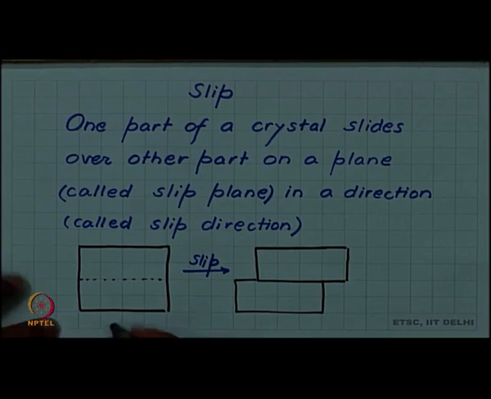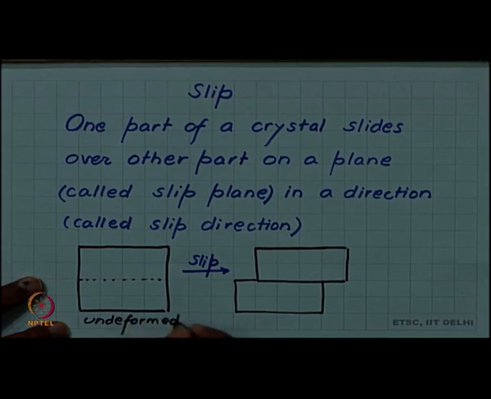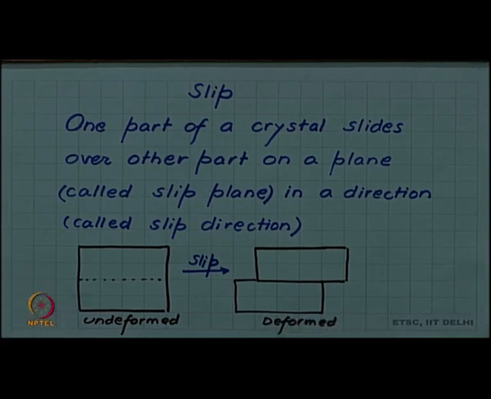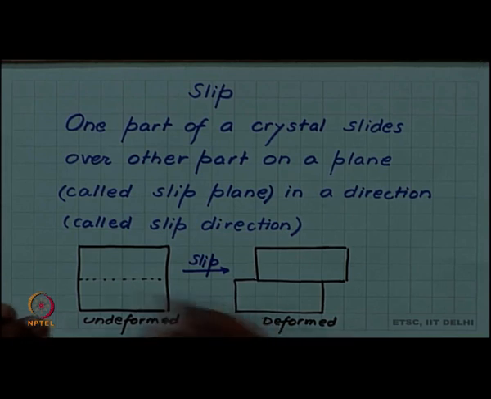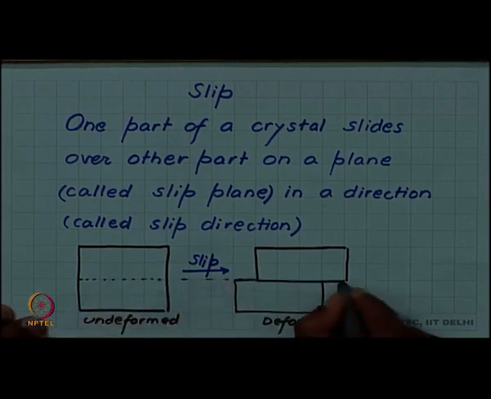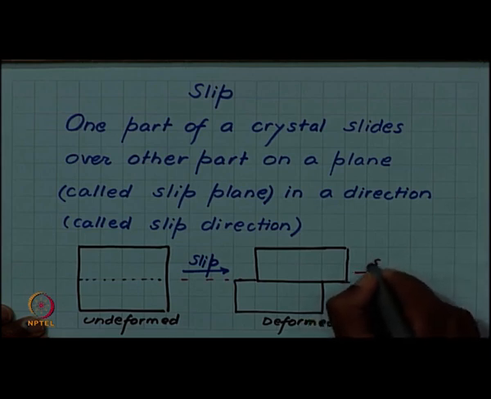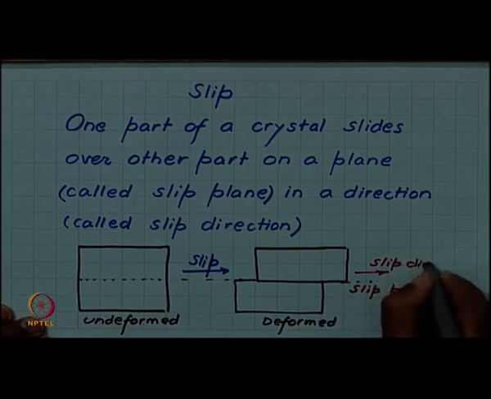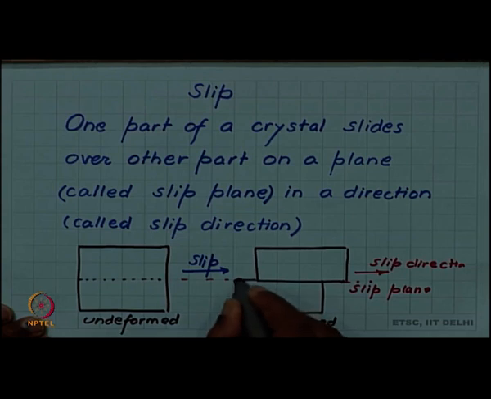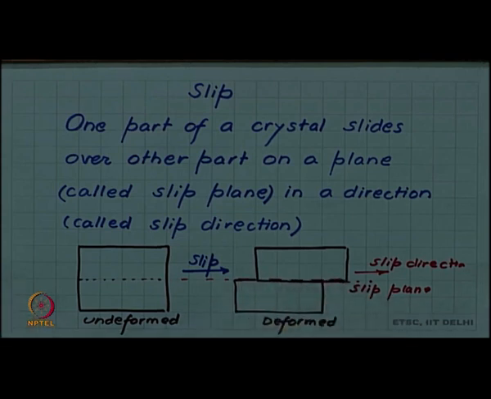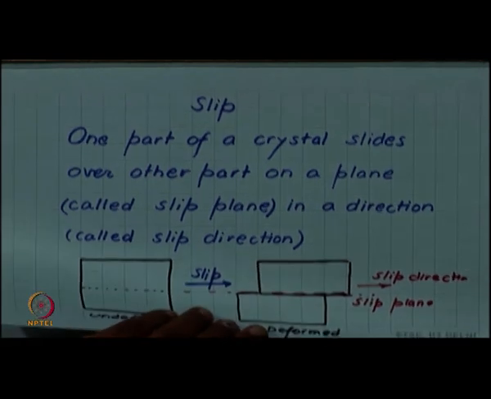This was undeformed, and this is deformed, and we will call this plane the slip plane. So, this plane is the slip plane, and this direction will be the slip direction. This plane is the slip plane in the material. So, this is the basic mechanism we are accepting for plastic deformation.